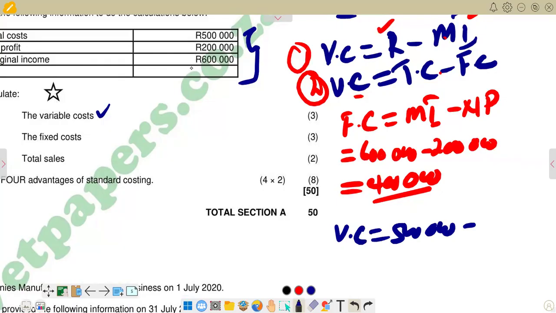200. Let's see. We are saying marginal income minus net profit. So if you subtract the two, let's try to see there our marginal income. Let's recheck our figures. Sorry, our marginal income is 600,000, not 500,000. So our marginal income here is 600,000, and then we subtract our net profits. Let's try to see the correct working.